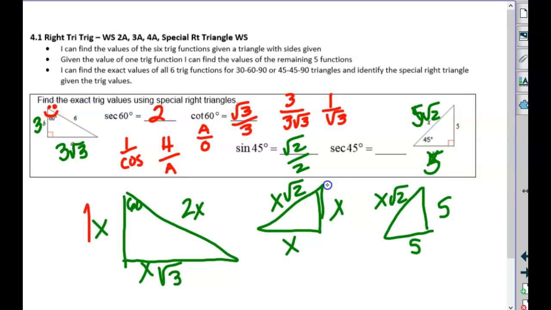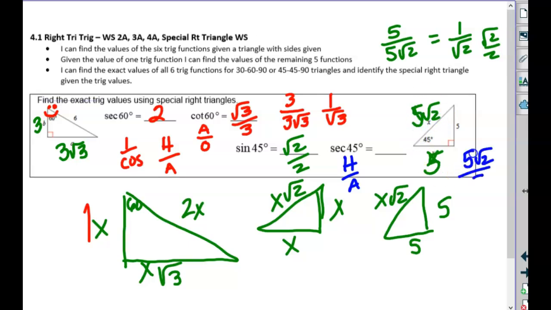Right? It's the y value of the ordered pair from the unit circle. If you did it from this picture, you would have opposite over hypotenuse, so you'd have 5 over 5 square roots of 2, which would simplify to 1 over the square root of 2, which would become square root of 2 over 2. Okay, the secant is what? Okay, so it's hypotenuse over adjacent. Hypotenuse is 5 square roots of 2, so we get square root of 2. Any questions?